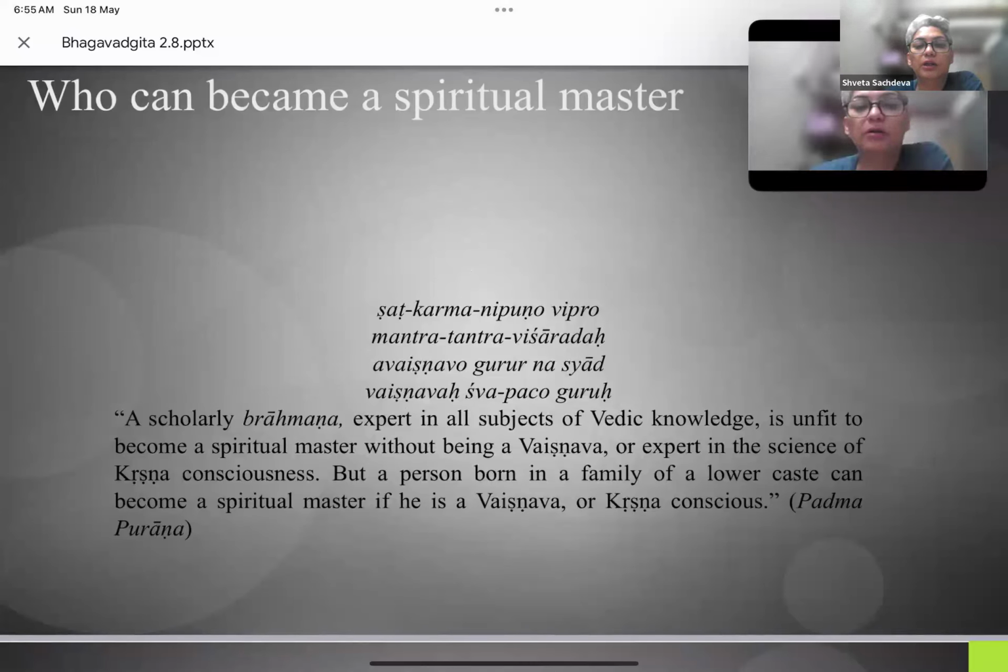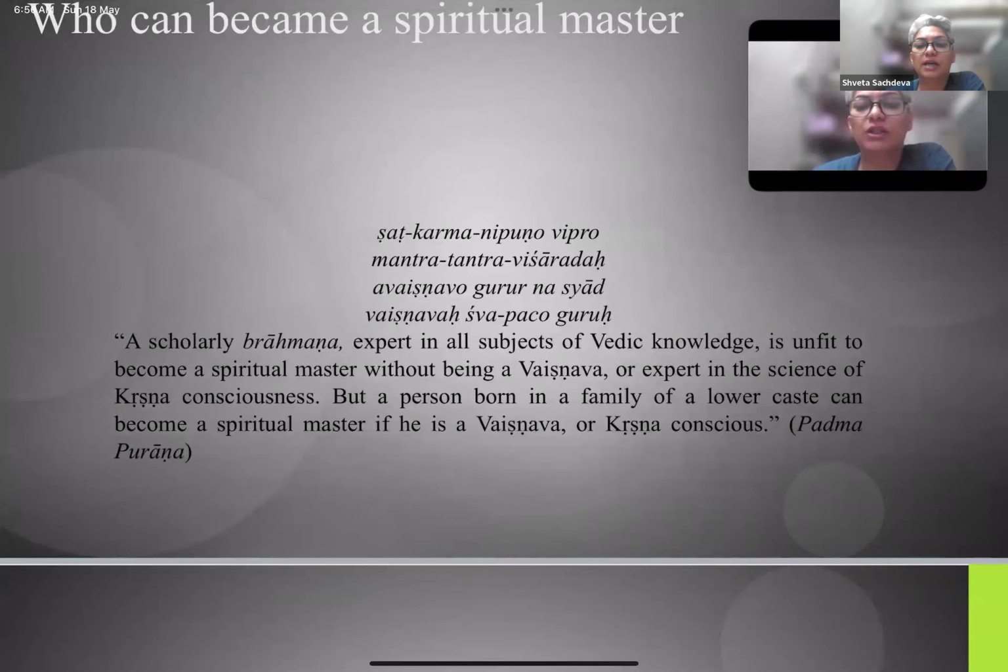Sat karma nipuna vipro mantra tantra visharadah, avaishnavo guru na syad vaishnavah shvapaco guruh. A scholarly brahmana, expert in all subjects of Vedic knowledge, is unfit to become a spiritual master without being a Vaishnava or expert in the science of Krishna consciousness. But a person born in a family of a lower caste can become a spiritual master if he is a Vaishnava or Krishna conscious. Written in Padma Purana.